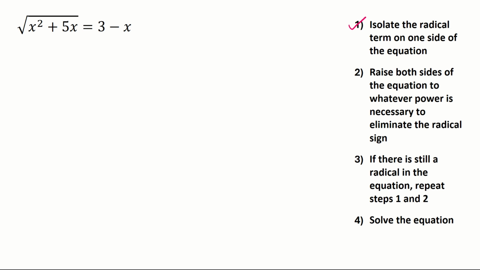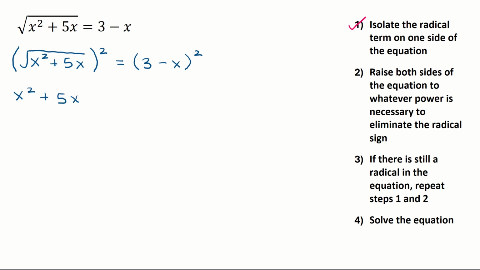The second step is to raise both sides of the equation to a power in order to get rid of the radical. So in this case, we have a square root. So what we're going to do is raise both sides of the equation to the power of 2 in order to cancel out that square root sign. On the left side, the square root sign is going to cancel out. On the right side here, we need to write this bracket twice and multiply it through.